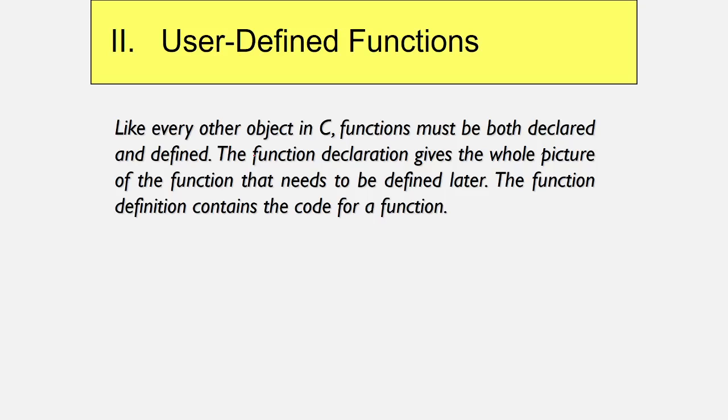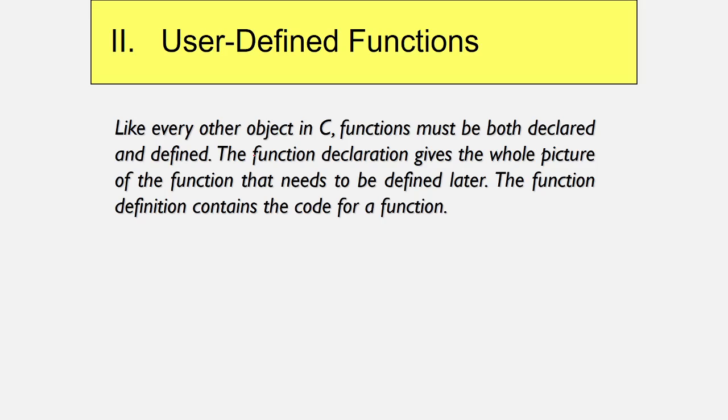This part will explain the user-defined functions. Like every other object in C, functions must be both declared and defined. The function declaration gives the whole picture of a function that needs to be defined later. The function definition contains the code for a function. So a function must appear 3 times in a program.